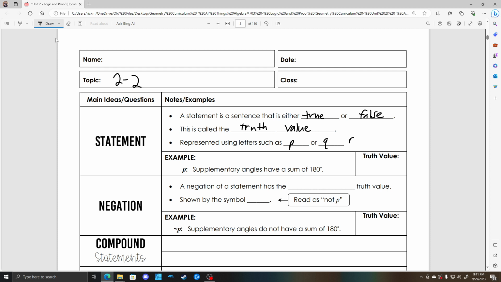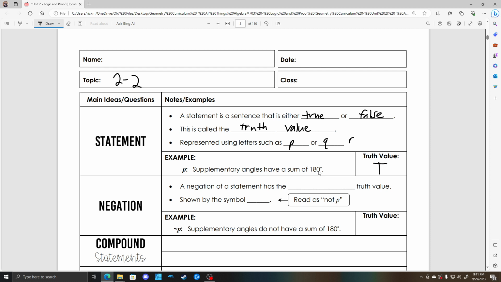All right, so when we look at this example here, you'll notice that it says P, and that is the name of the statement, right? We're naming this whole statement P. Supplementary angles have a sum of 180 degrees. Now, do supplementary angles have a sum of 180 degrees? You should know by now that they do. Therefore, this statement is true.